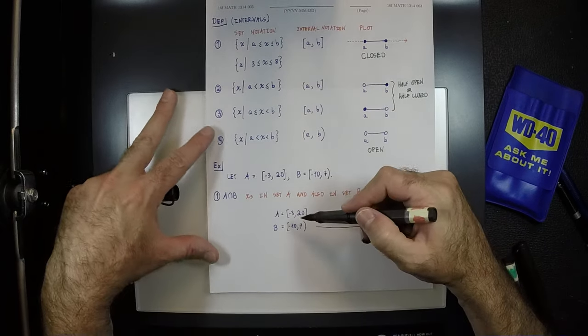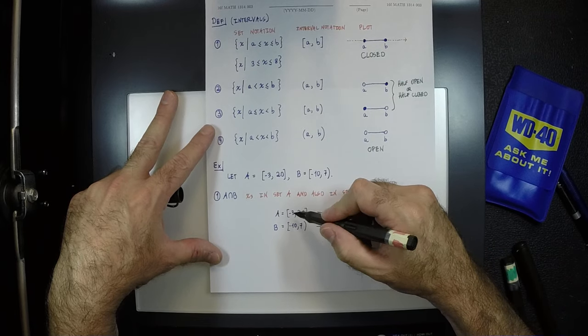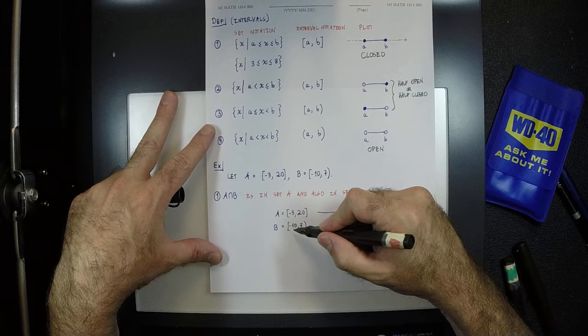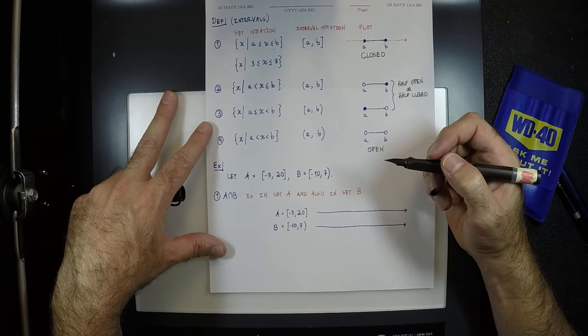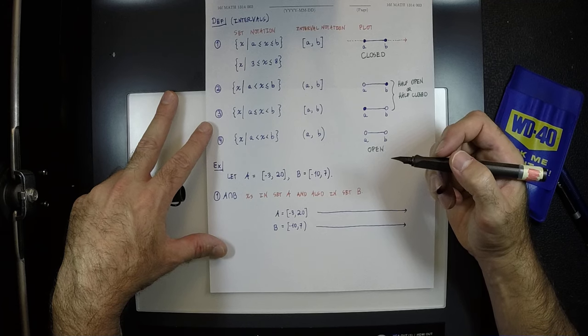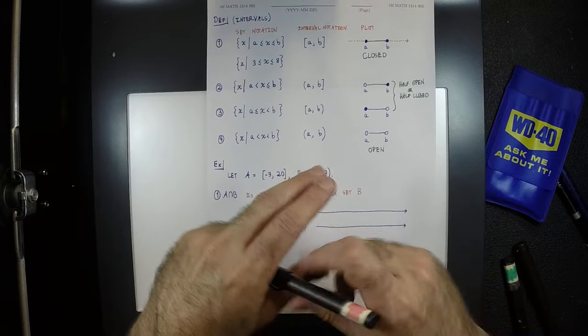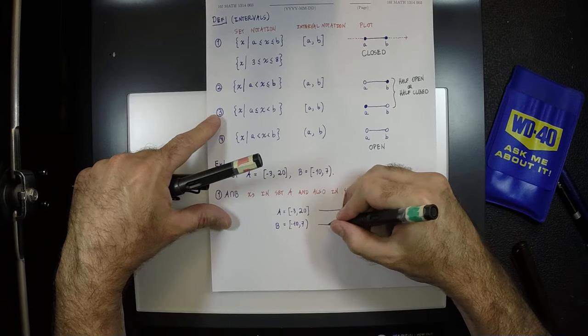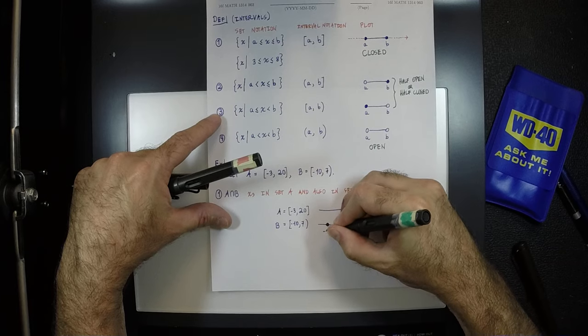So now consider these four numbers, negative 3, 20, negative 10, and 7. Which one is most negative, and therefore furthest to the left? Negative 10. Negative 10 is furthest to the left. Okay, so I'm going to draw a point here at negative 10. So that's negative 10.